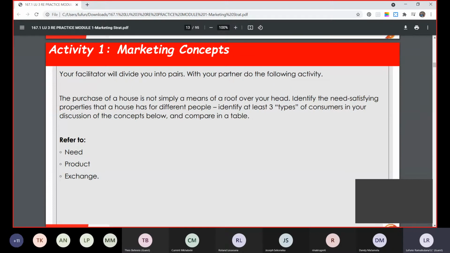The purchase of a house is not simply a means of a roof over your head. Identify the needs-satisfying priorities, the properties that a house has for different people.